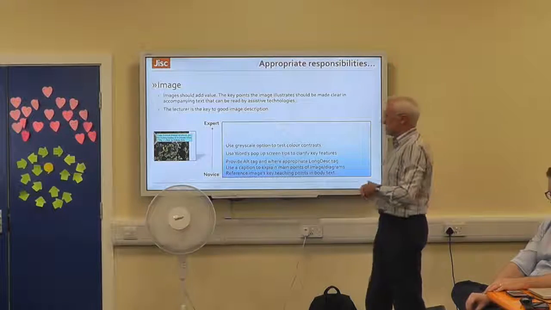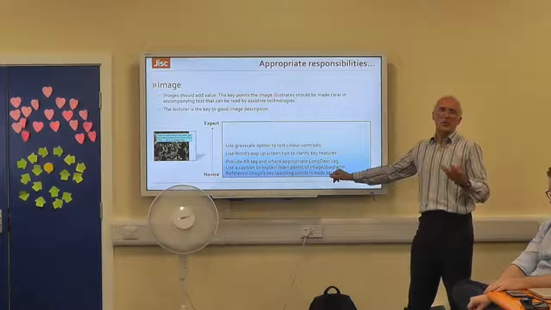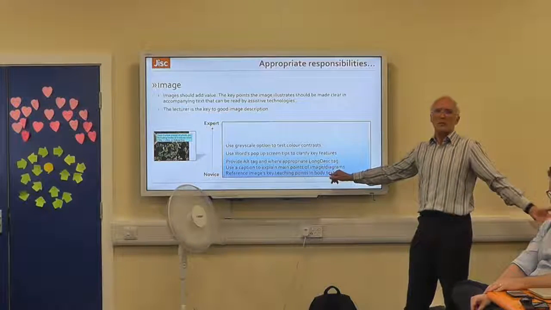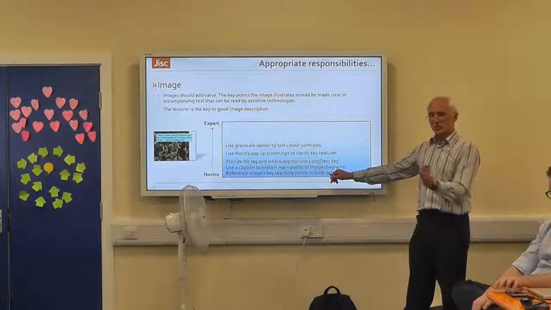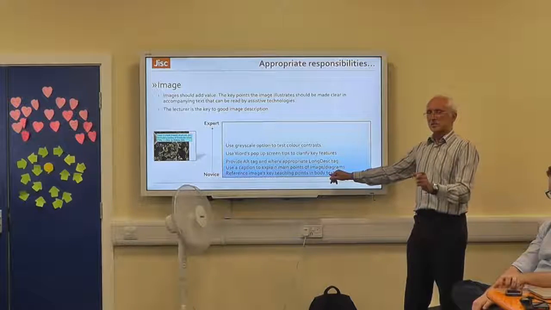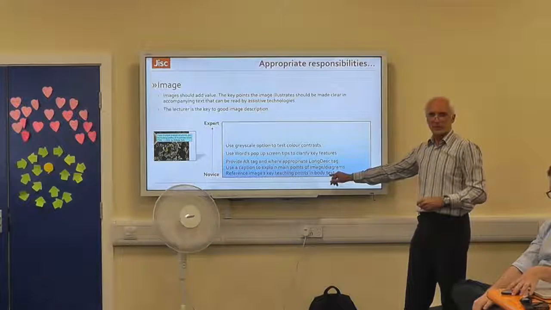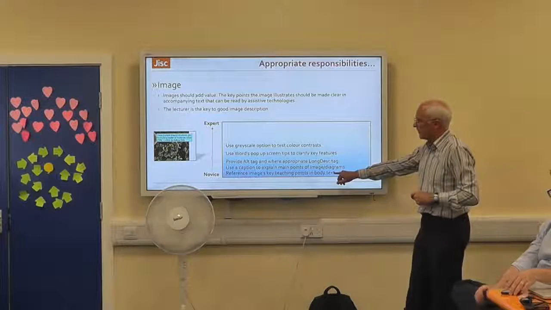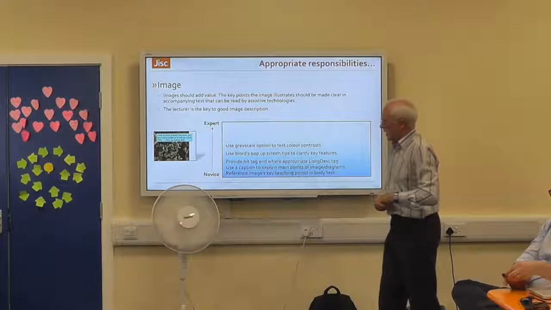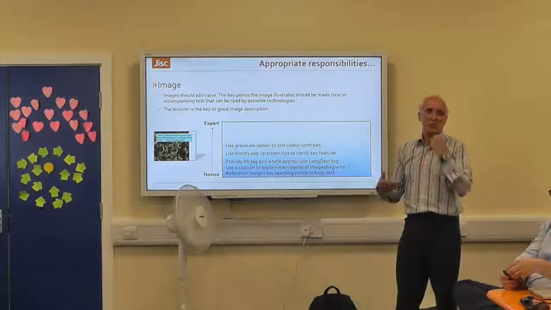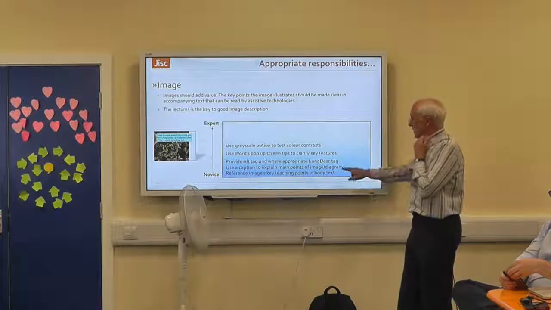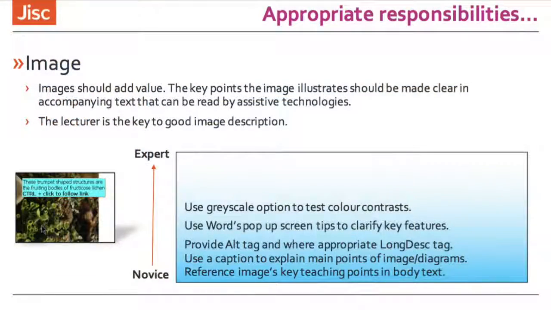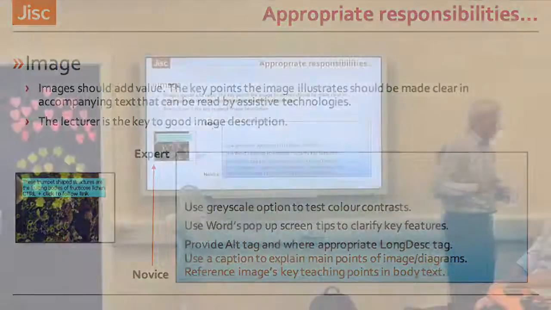So I would suggest that I would go the other way around. I would say body text first. If it's in the body text, you don't need an alt tag. Why would you? The alt tag or the caption could just say, refer to description or refer to body text. Or the next thing up, use a caption, because a caption is available to everybody, whether you've got a screen reader or whether you're just a sighted reader. Provide an alt tag where appropriate, or a long description tag if it really needs a long description. There are little things that can make a big difference.